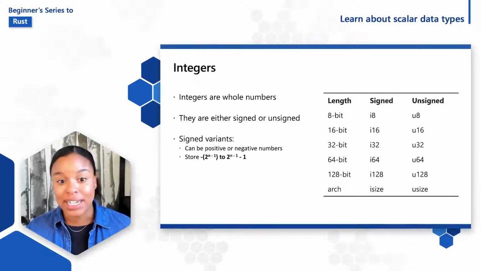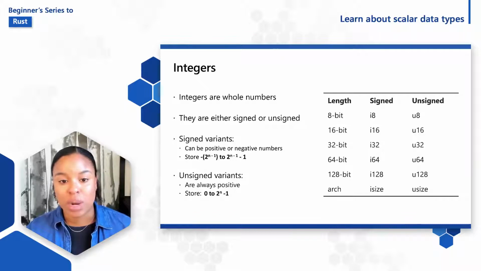Each signed variant can store numbers from negative 2 to the n minus 1 to 2 to the n minus 1, minus 1. So if I have an i8, a signed 8-bit integer, then that can go from a range of negative 128 to 127. Unsigned variants can store numbers from 0 to 2 to the n minus 1. So an unsigned 8-bit integer can store numbers from 0 to 255.